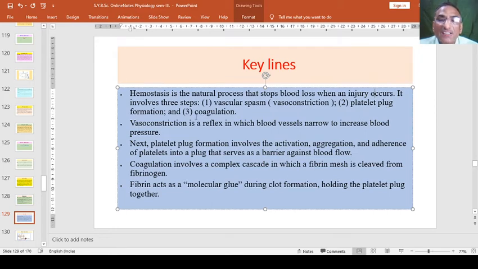And finally, the third is coagulation. It means fibrinogen, magnesium, all these materials come together and form a clot.